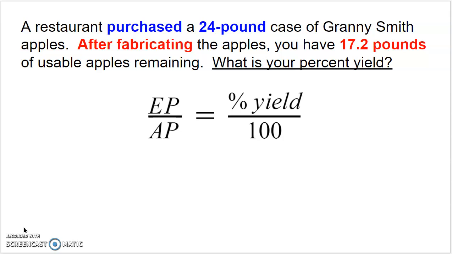So let's try one here. A restaurant purchased a 24-pound case of Granny Smith apples. After fabricating the apples, you have 17.2 pounds of usable apples remaining. What is your percent yield?